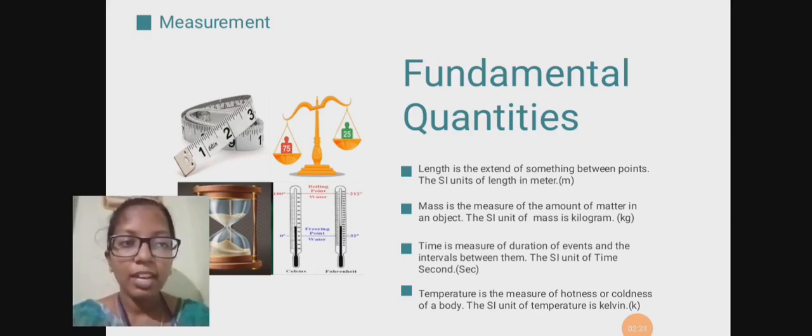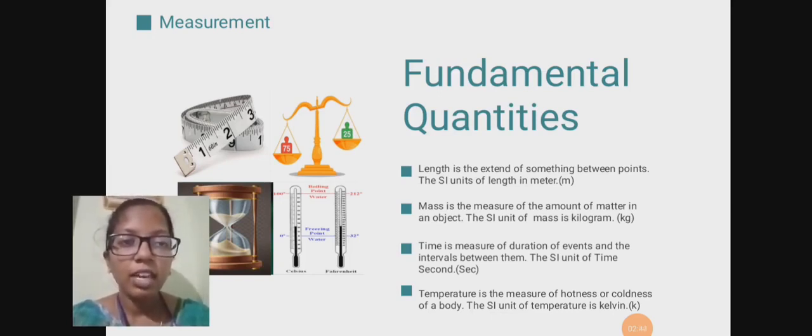Next, time is very precious. Time is a measure of the duration of events and the interval between them, for example between morning 8 o'clock and evening 4 o'clock. You can measure individual times, and we calculate them in seconds.